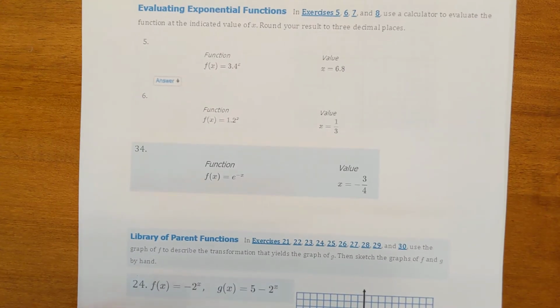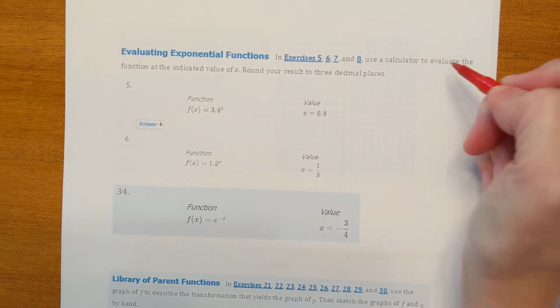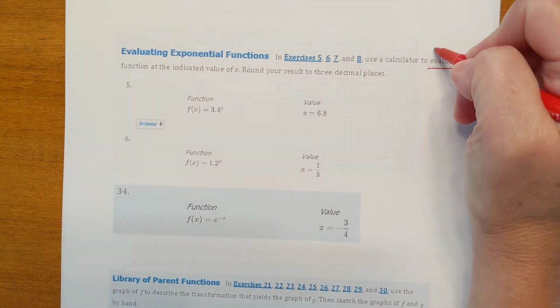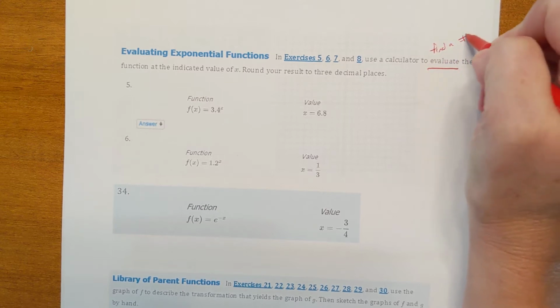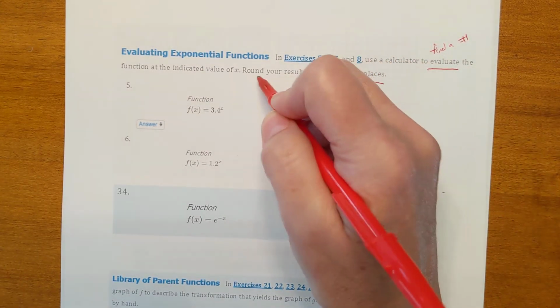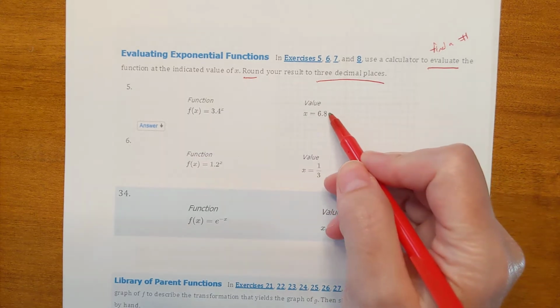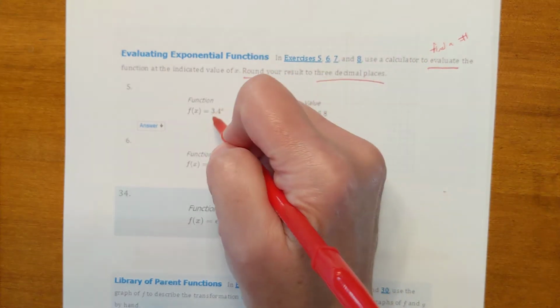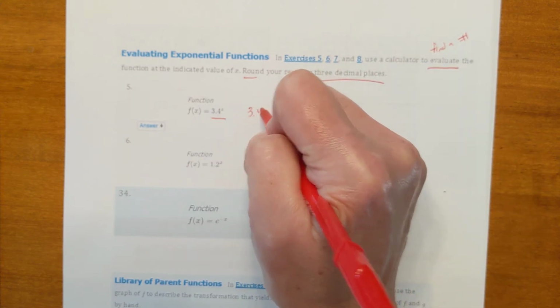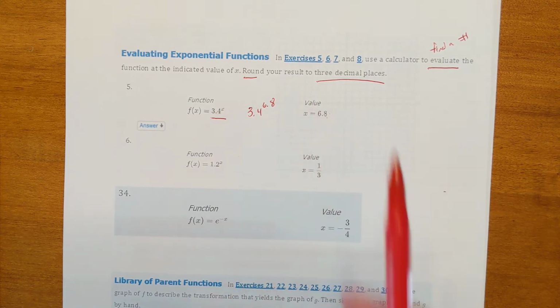So we're going to use our calculator a little bit here on the next page. It says to evaluate. Use the calculator to evaluate. Evaluate means find an answer. Find a number. The function at the indicated value of x, round your result to 3 decimal places. It said to round it, so we're going to round it. It says f of x equals 3.4 to the x, where x is 6.8. So 3.4 to the x means 3.4 to the 6.8. Instead of x, we're going to put 6.8 in for x.